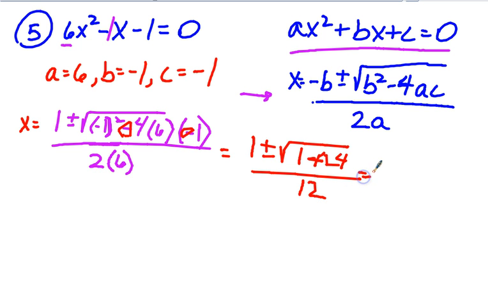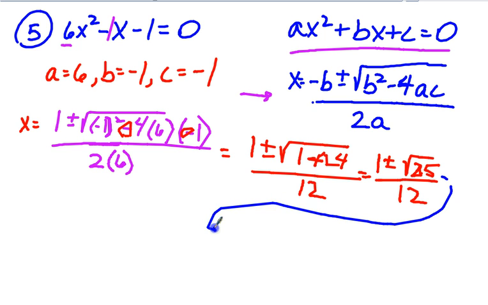Now I'm just going to follow my math. So I got 1 plus or minus 1 plus 24 is 25 over 12. Now, this is a nice one. 25 is very easy for us. We know that square root of 25 is just plain old 5. So what I get there is that this is 1 plus or minus 5.